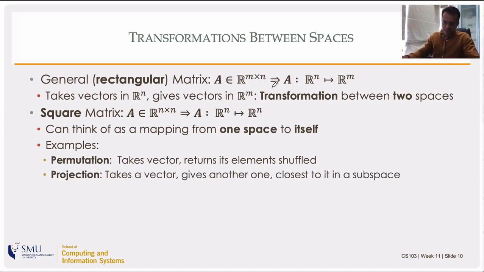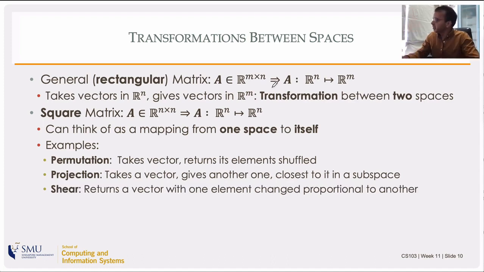Then we had the projection operator, which also takes a vector in Rn and gives you another vector in Rn, which is actually a member of a subspace, but it's still a vector in Rn. So if you take a three-dimensional vector in Rn and project it to the xy plane, I get a vector, and that vector that I get, the projection, has three components, even though the last component is actually 0.